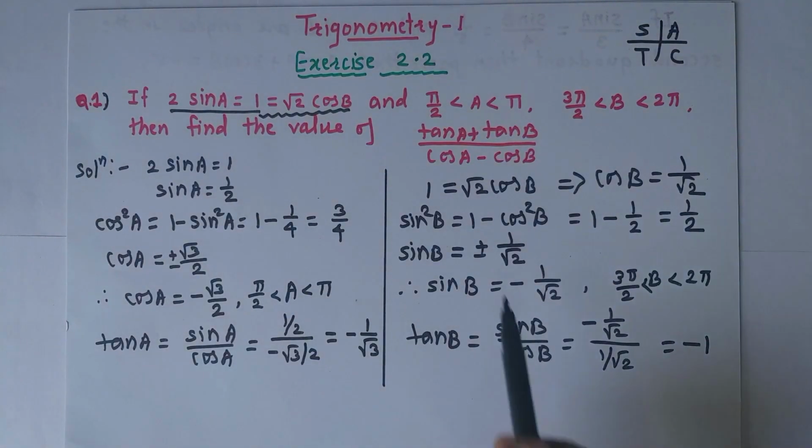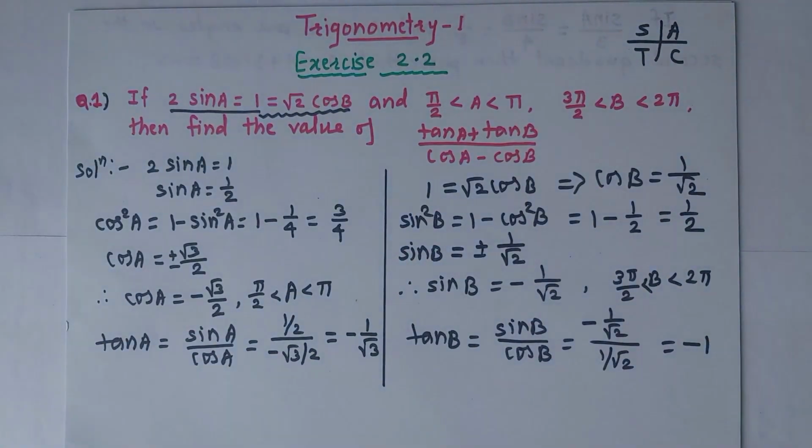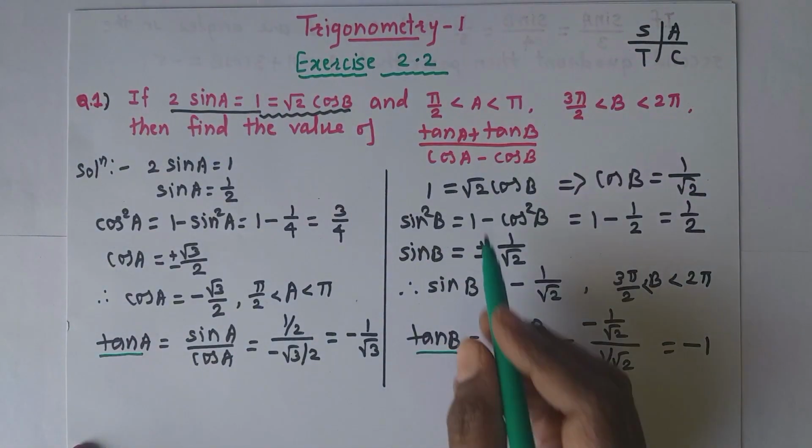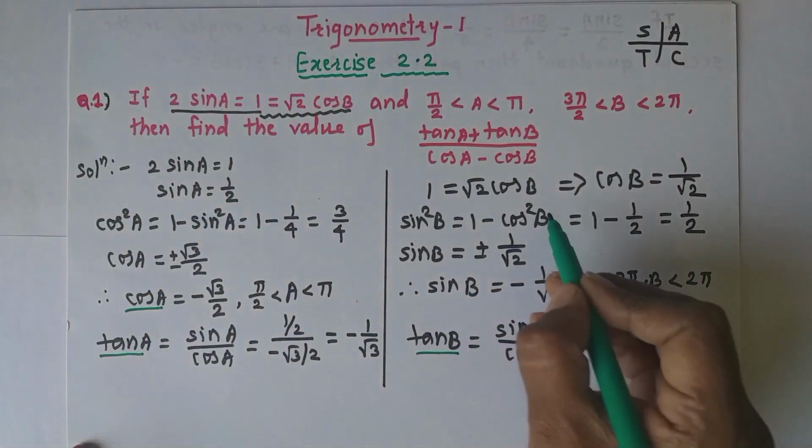In this way, in this expression we need tan A, tan B, cos A, cos B. We have found all of them. See here, we have found tan A and tan B. Then we need cos A and cos B. See here, this is cos A and cos B.